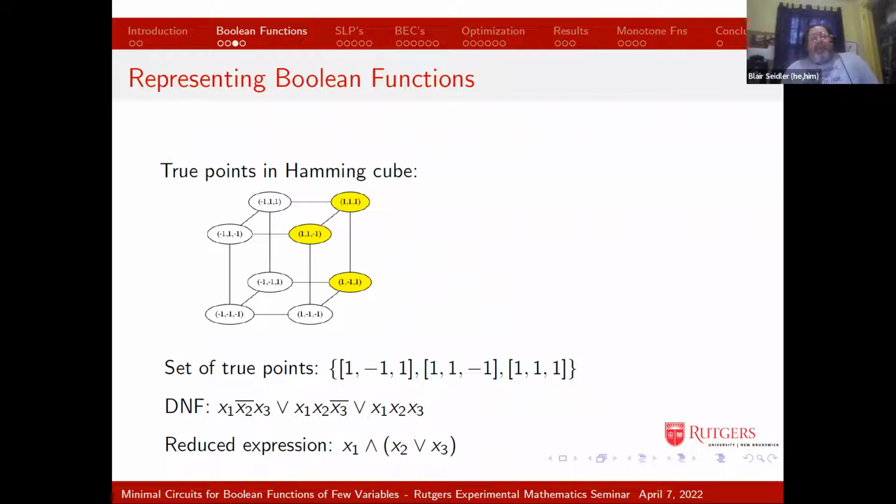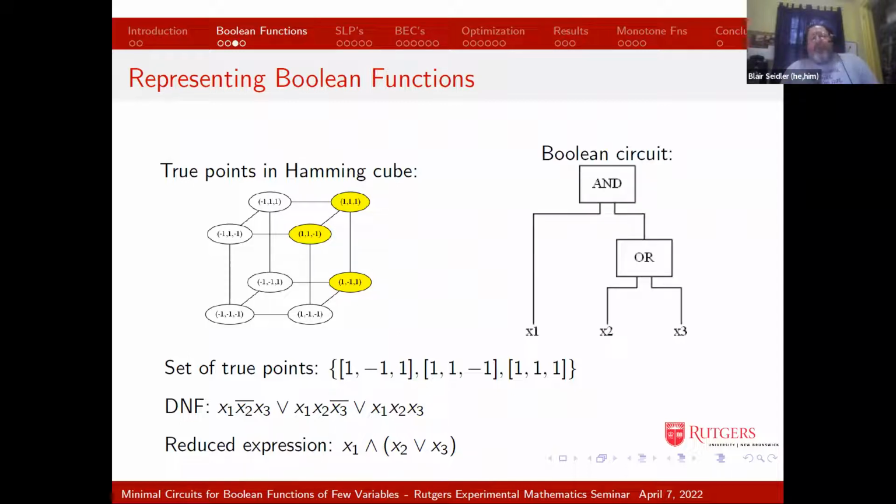You can take that reduced expression and translate it into some hopefully reasonably efficient circuit like that. So all of these are the same function. And I'm going to be mostly interested in the set of true points and the circuits. Those are the two things I'm going to be trying to relate.